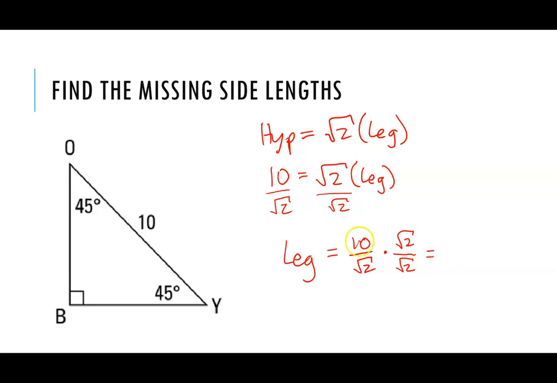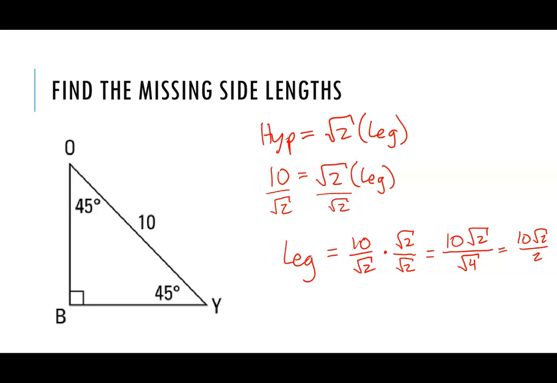Watch what happens. The 10 multiplies by the square root of 2 to just be 10 square root 2. And on the bottom, the square root of 2 times the square root of 2 becomes the square root of 4. Now, at first glance, it doesn't look like we rationalized the denominator, but once you realize that the square root of 4 is just the number 2, you can see that there's no more roots in the denominator.